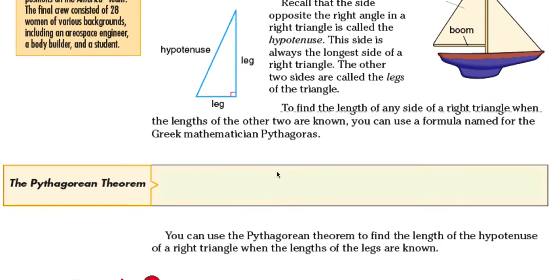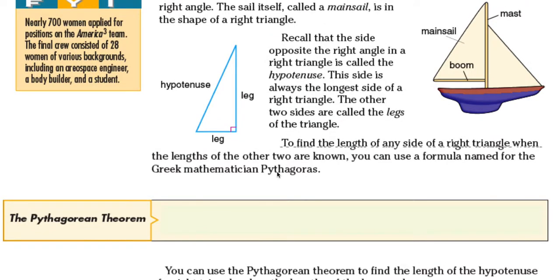Now recall from the past that the side opposite the right angle of a right triangle is called the hypotenuse. Remember this: the opposite side of the right triangle, right there, is called our hypotenuse. It is always the longest side of the right triangle. The other two sides are called legs of the right triangle. So these are the legs of your right triangle.